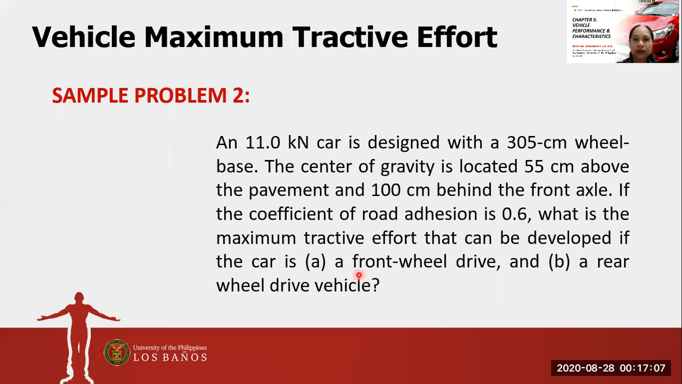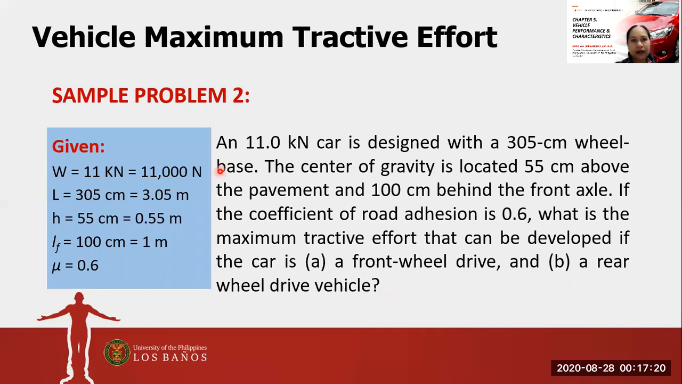So basically what we are asked to find is the Fmax at the front wheel, and Fmax at the rear wheel. The given information we have here is the weight of the vehicle, the wheelbase, the height from the surface of the road to the center of gravity, the distance from the center of gravity to the front wheel, and then the coefficient of road adhesion, which is 0.6.